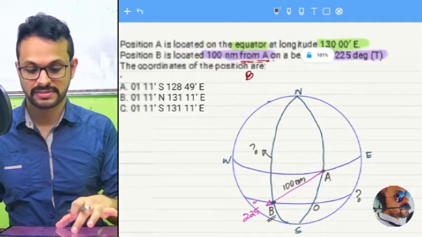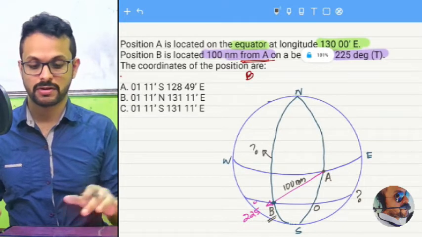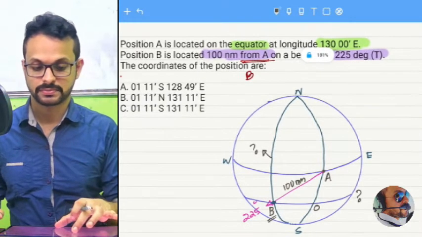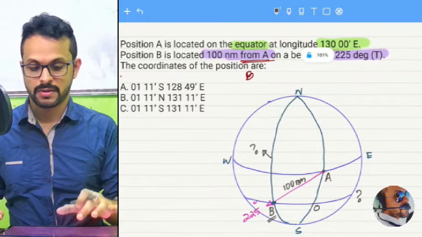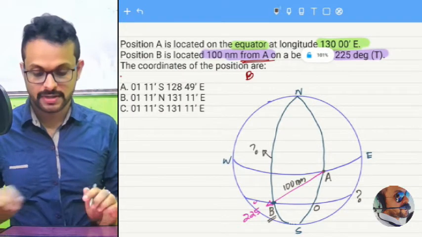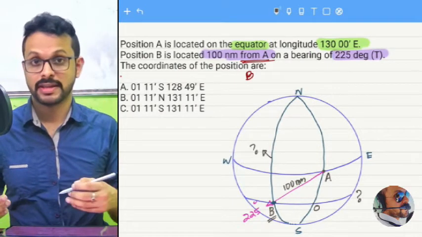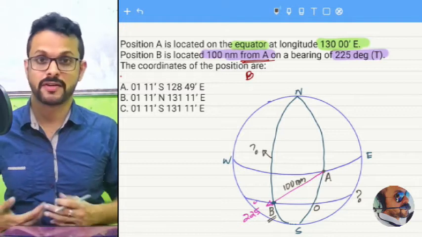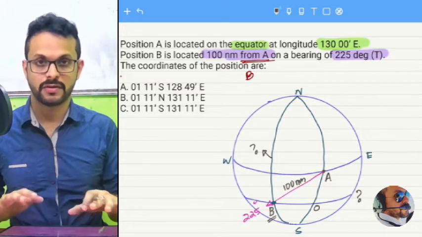So this is the question again for you to refer to, just in case you haven't. All right. Okay, and we also know that the track from A to B is 225 degrees. So with this information, we reached right here.